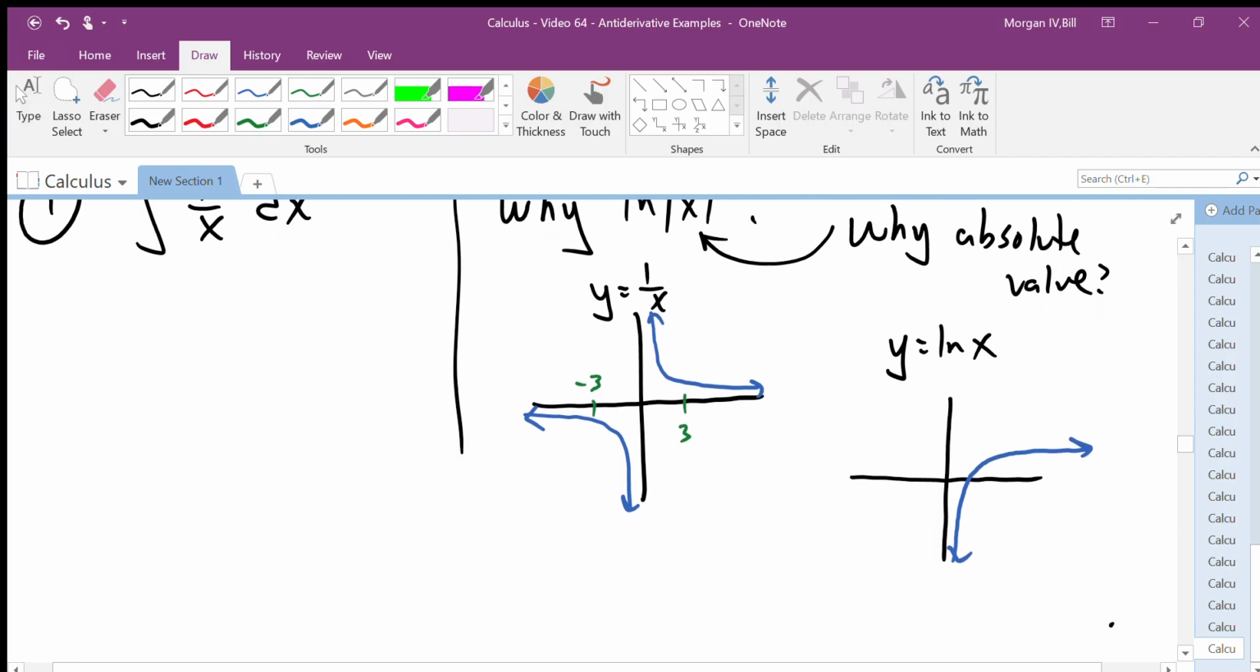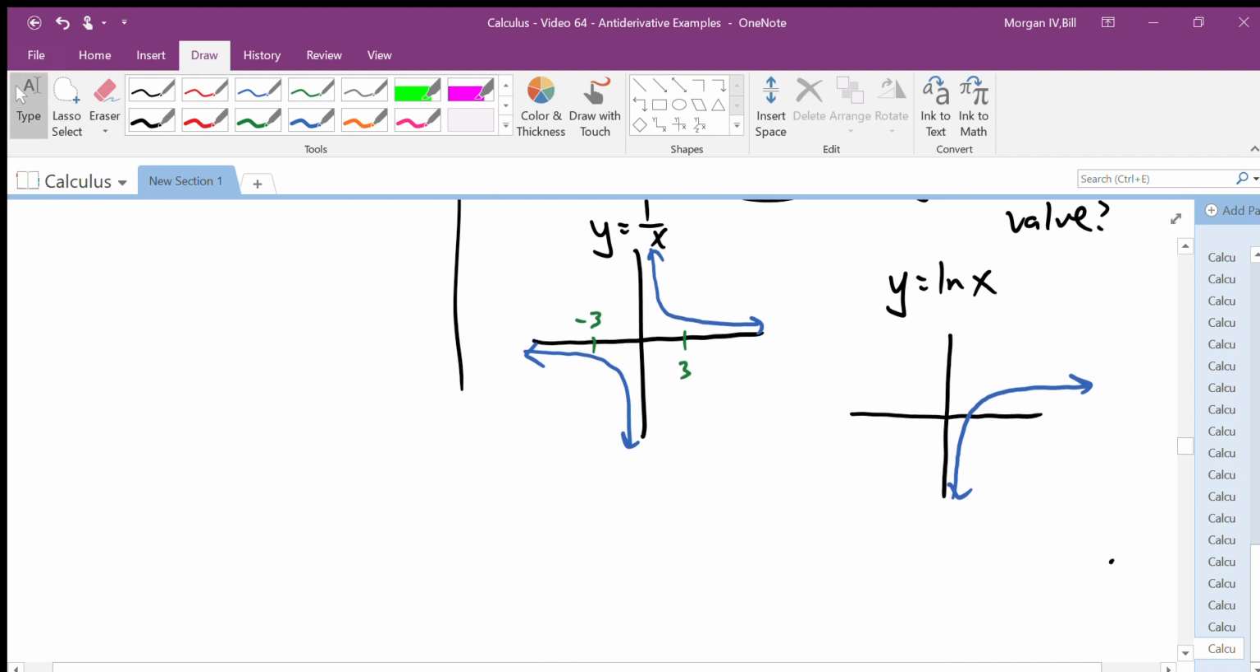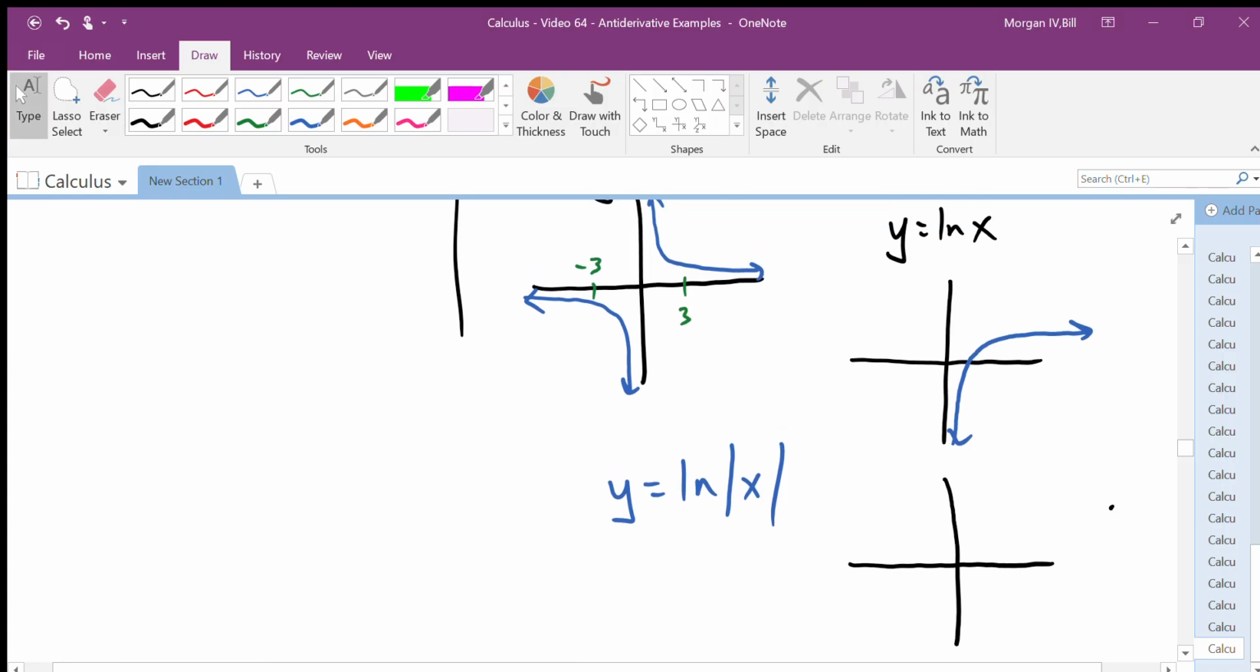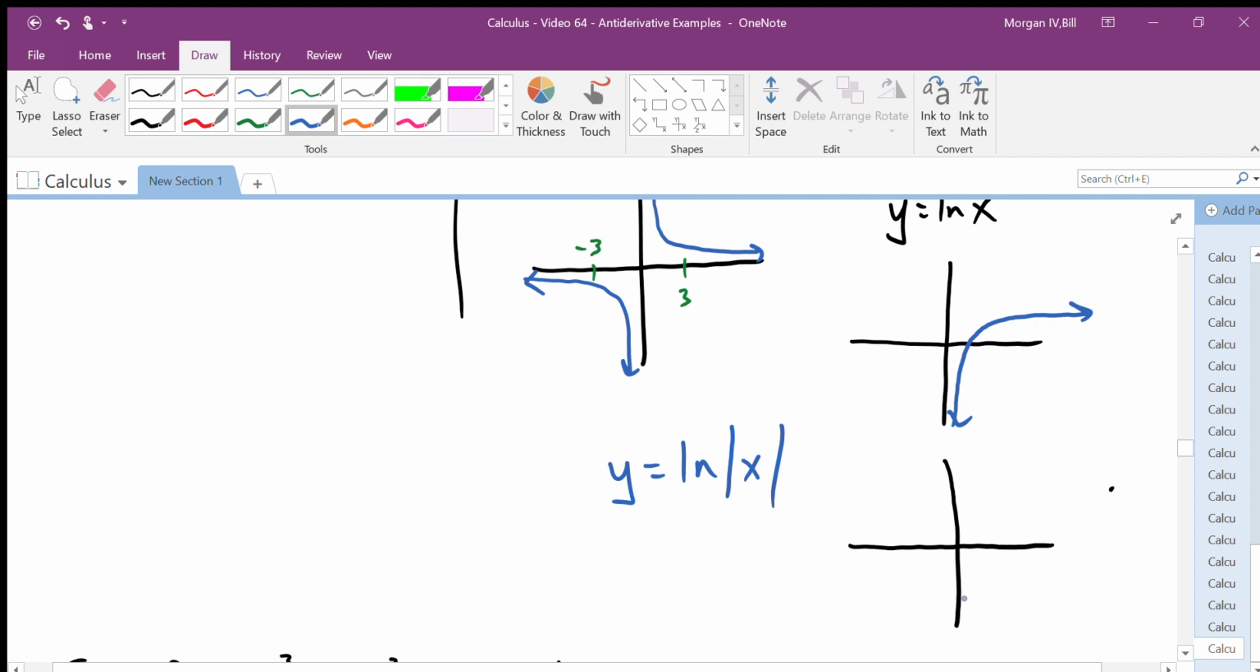So in order to allow for that, what we do instead is we use y equals the natural log of the absolute value of x. Now that allows for the x to be both positive and negative. If x is -3, then the absolute value of -3 is 3. The natural log of 3 gives us the y value there. And you end up with this curve here. You end up with the regular natural log of x curve as well as the negative side of things.